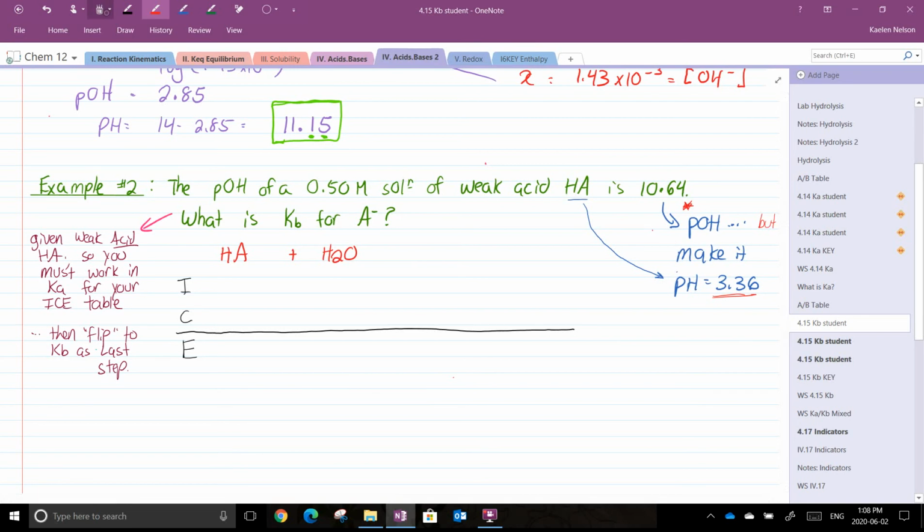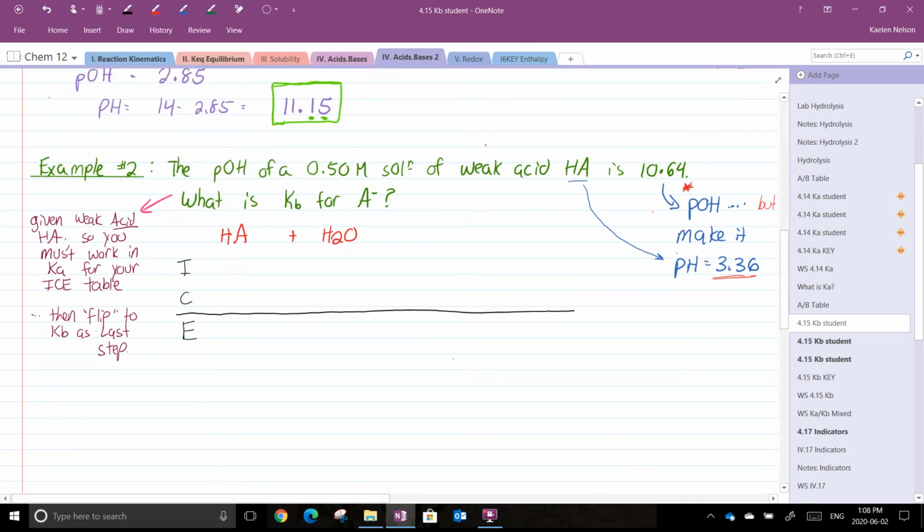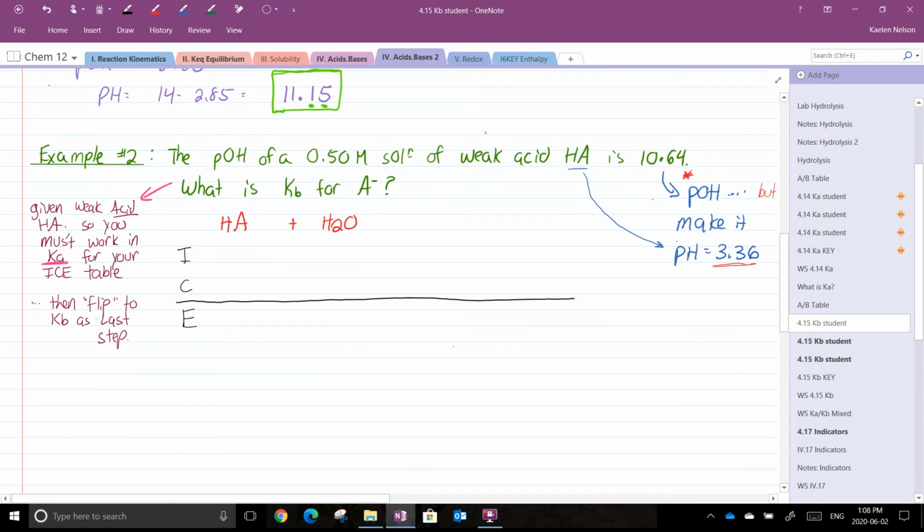To finish off our equation, I started it for you. We didn't know the name, so I used HA as my generic weak acid. And you have to work in Ka because we're talking about a weak acid. And then I've got here to flip to a Kb as my last step. So if this is an acid, it's going to donate its H+, so this will become A- plus H3O+. My ice table would be 0.50 molar, nothing in the water. These are 0 to begin with.